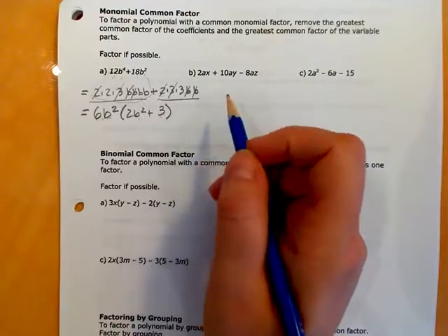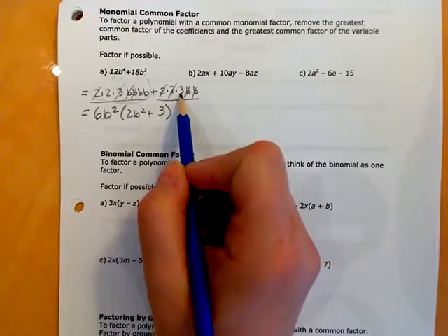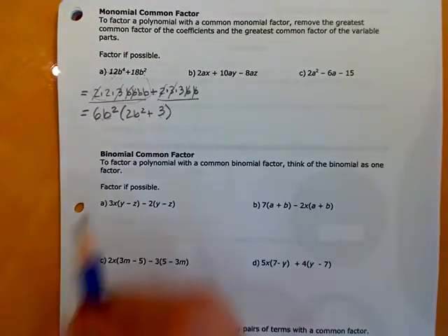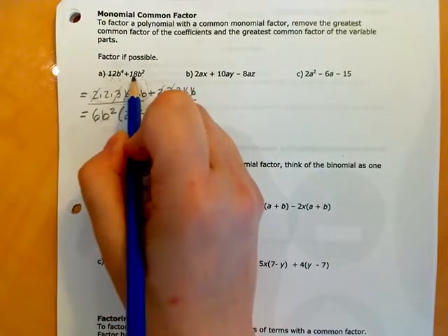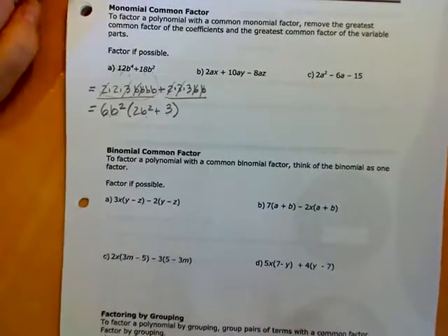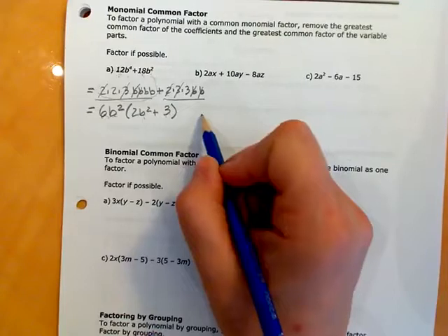So another way of looking at it is not going right down to the prime factors, but thinking of the number that is biggest that divides into both of these numbers. So we know 6 goes into 12 and into 18 evenly. And so that's another way of looking at it. Let's try B down here.